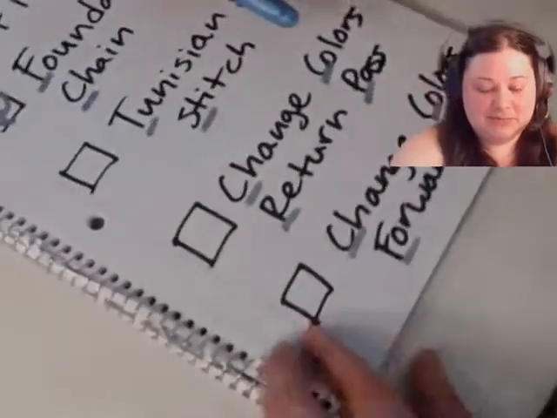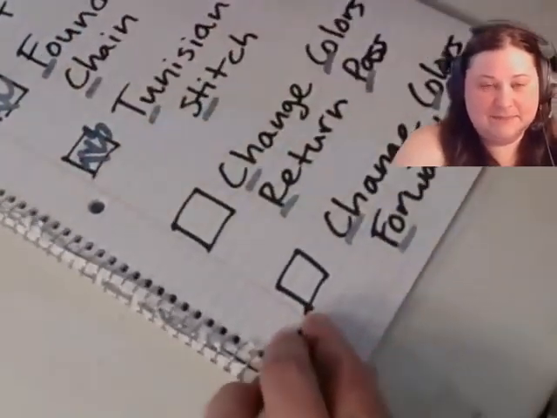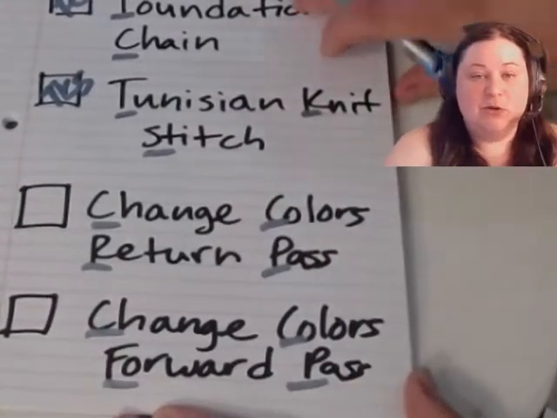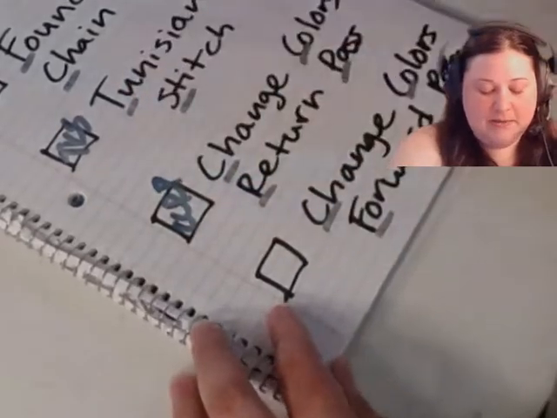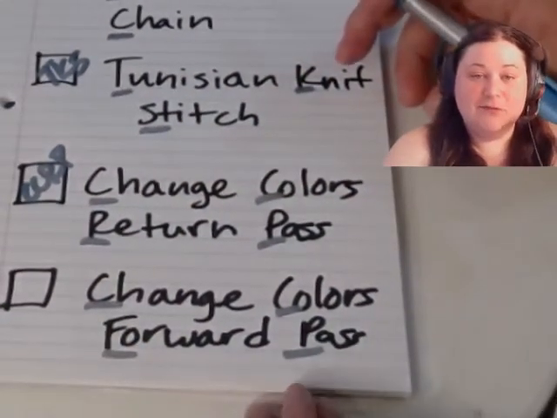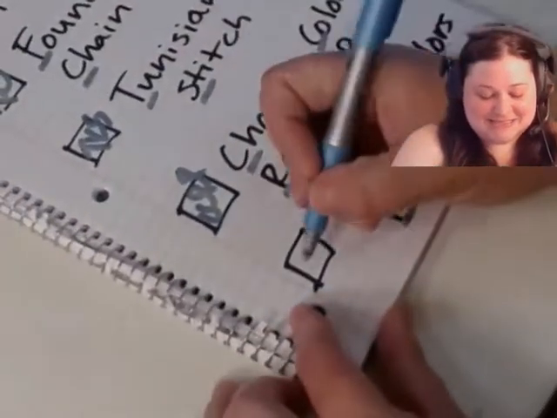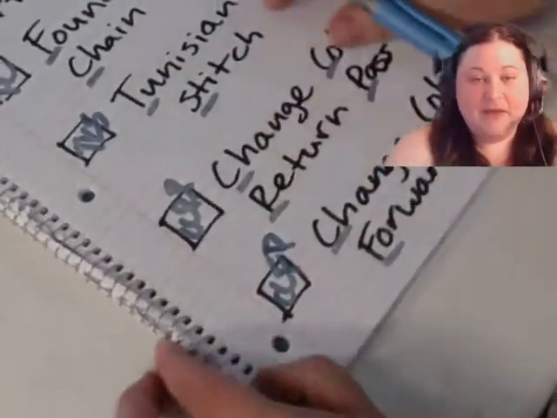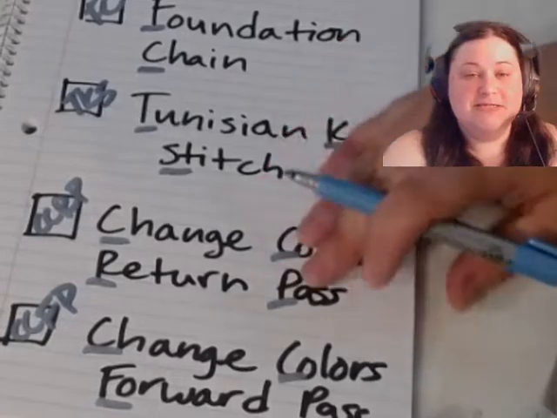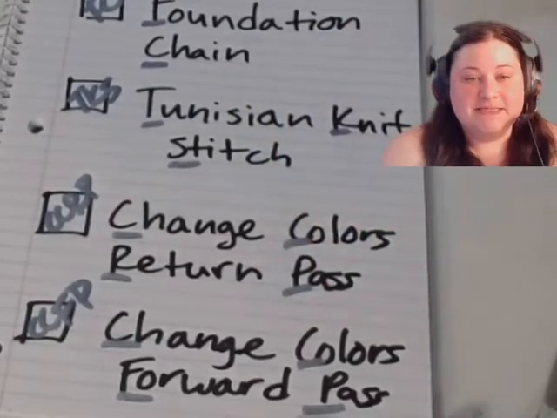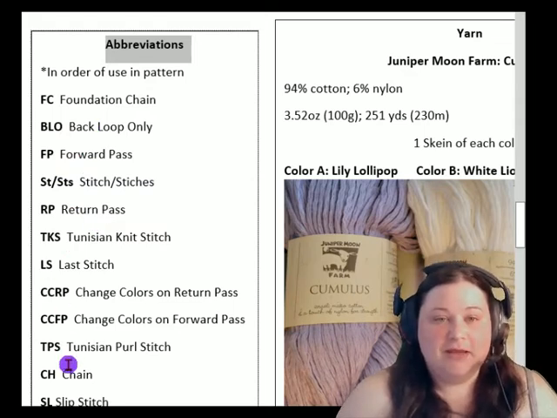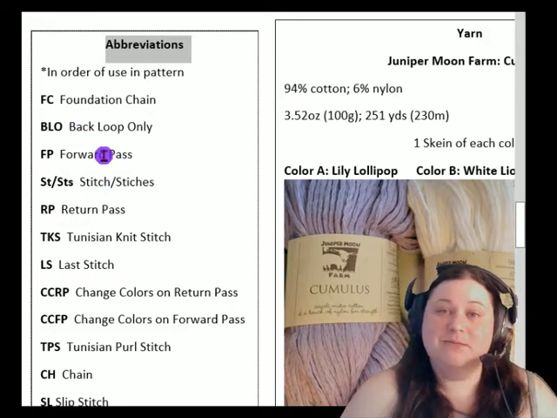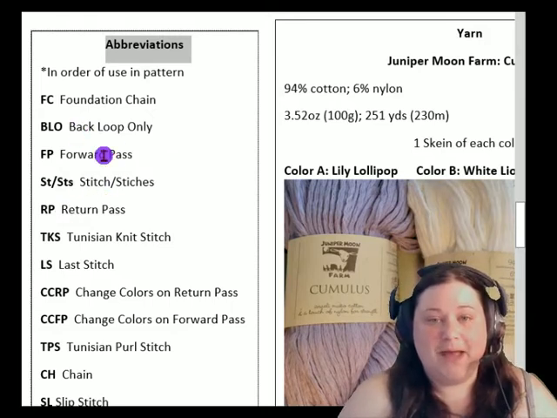Tunisian knit stitch is abbreviated TKS. When I want you to change colors only on the return pass, I've abbreviated that as CCRP. And when I want you to change colors on the forward pass, I've abbreviated that as CCFP. Now, other pattern designers may have chosen different abbreviations, but usually there'll be some kind of key that lets you know what all of these abbreviations mean. So if you ever get confused, look in your pattern for an abbreviation key or some kind of glossary that will explain what kind of stitches you'll be doing in your pattern.